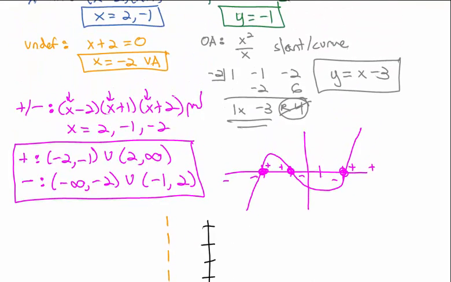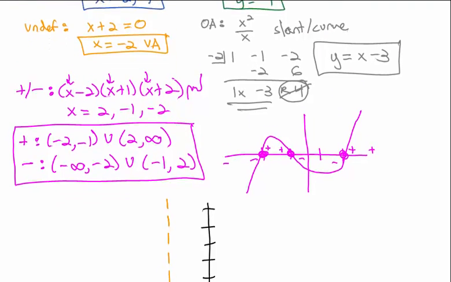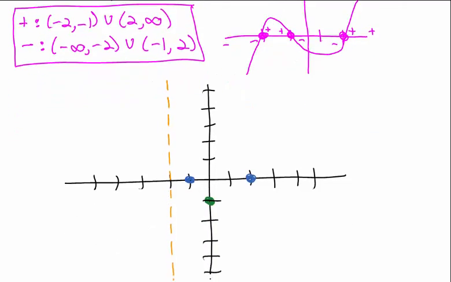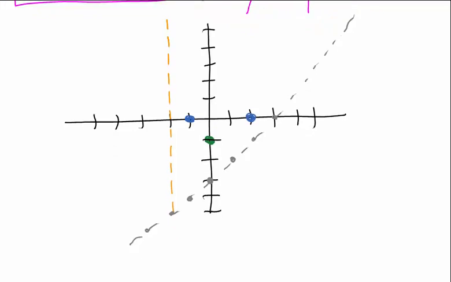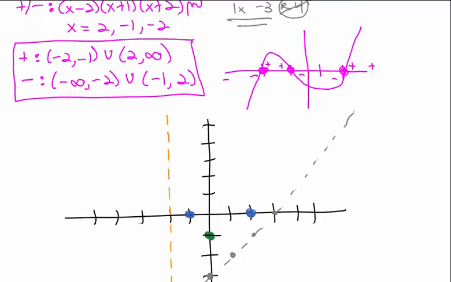We have a slant asymptote at y equals x minus 3. We should know that has a y-intercept of negative 3 and a slope of rise 1, run 1. So if we make a couple dots to give us an idea of where this graph is going. There's our slant asymptote. So we might need to extend a few lines just in case here. Okay.